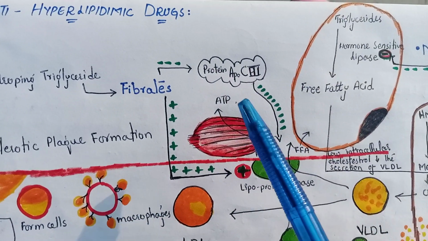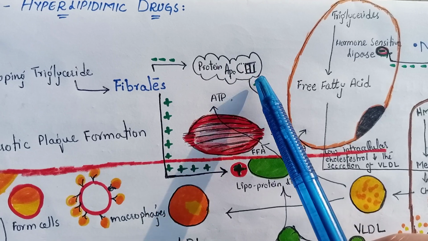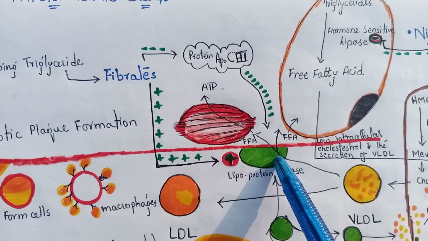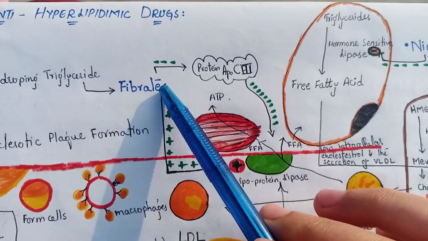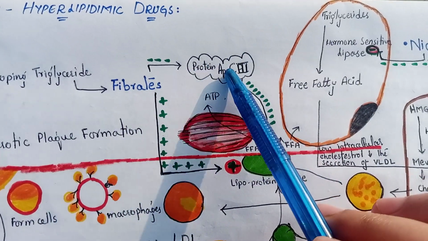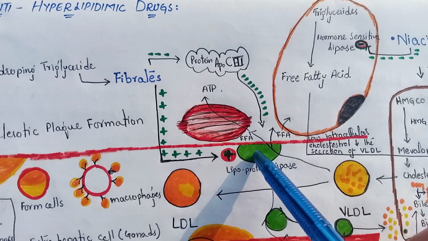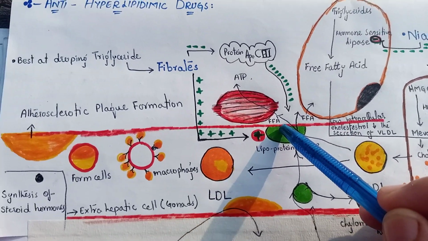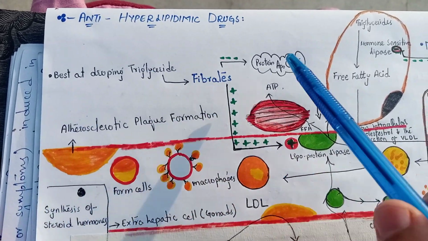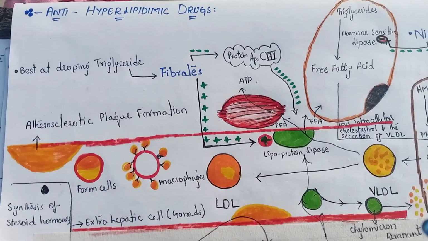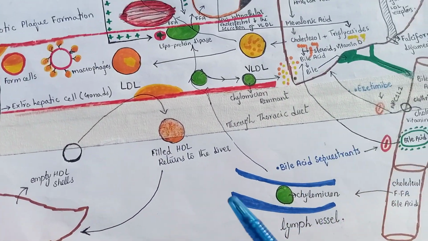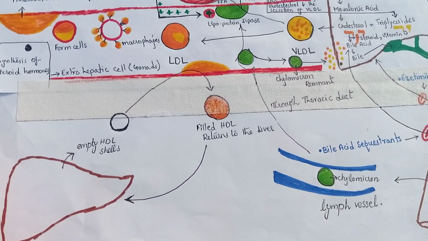Okay, now we have a protein called ApoC3. This protein basically inhibits the function of this lipoprotein lipase. So if we are going to inhibit this protein, it will not act on this enzyme, and thus the enzyme's function will also be stimulated, right? Okay, so this is how the fibrates work in order to decrease the triglyceride level. Now the next one is, okay, we will come to HDL later.